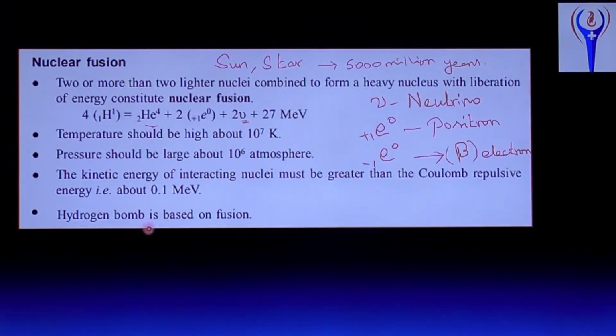Then hydrogen bomb is based on fusion, and atom bomb is based on fission. Hiroshima Nagasaki, is it nuclear fission or nuclear fusion? Fission. Nuclear fission only. And hydrogen bomb is a nuclear fusion, very, very rare. Hydrogen bomb emits energy very, very high, but the temperature required is also very high. See, 10 power 6 atmospheric pressure, temperature 10 power 7 Kelvin, then hydrogen bomb will be possible.